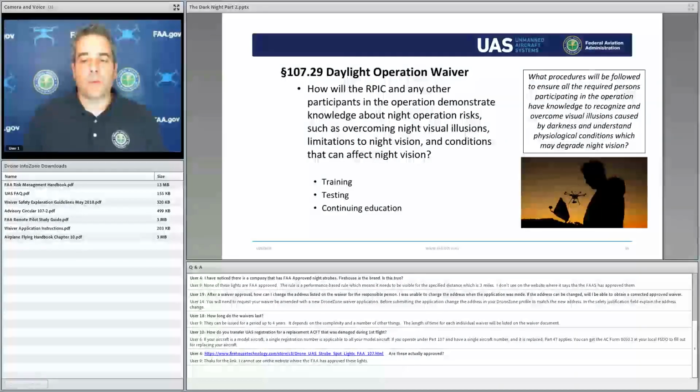The next topic we have in the Waiver Safety Explanation Guidelines talks about knowledge. So this is knowledge of the remote pilot in command. It's knowledge of maybe the remote pilot that's flying it under the authority of the RPIC. It's knowledge of your visual observers. Anybody that's part of your operation, how are you going to ensure that they understand the challenges operating at night poses?